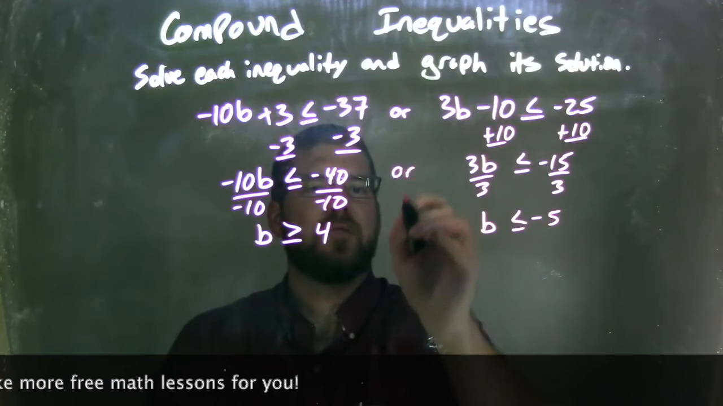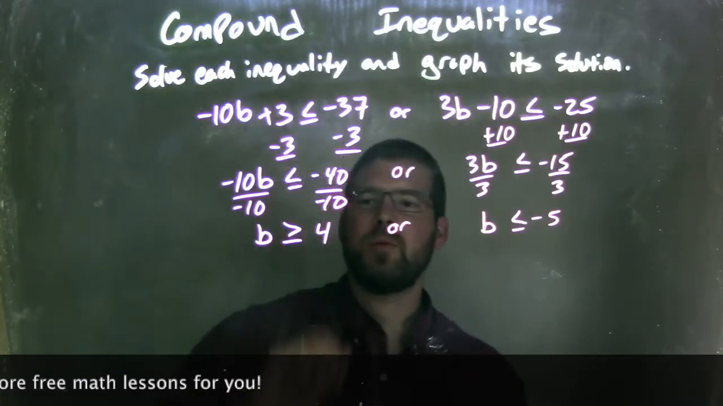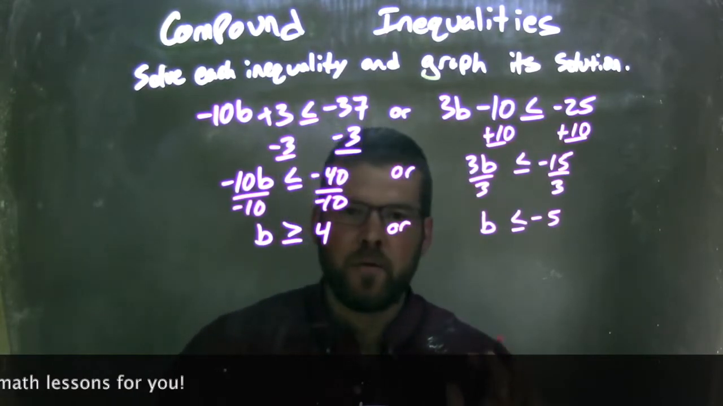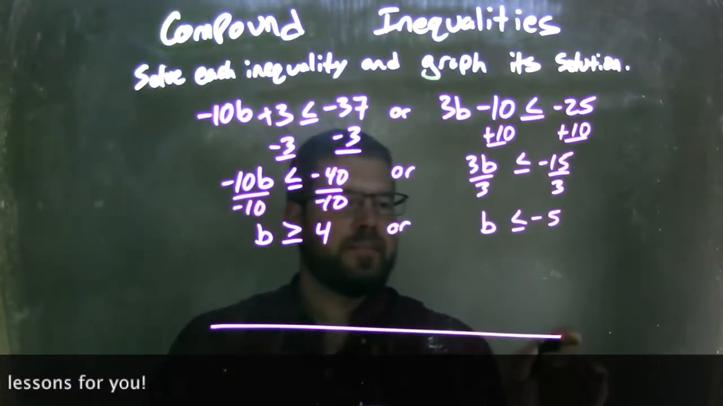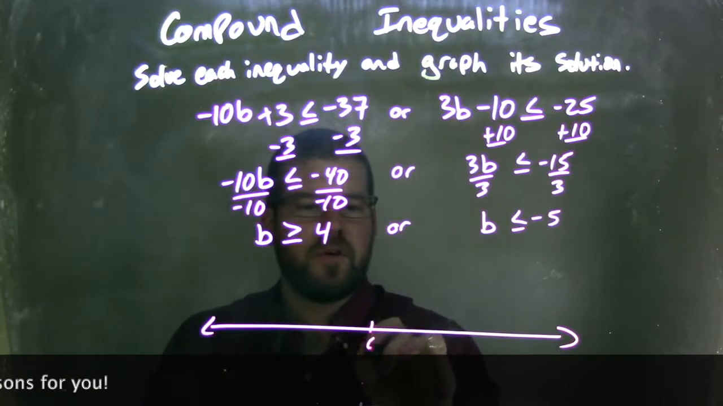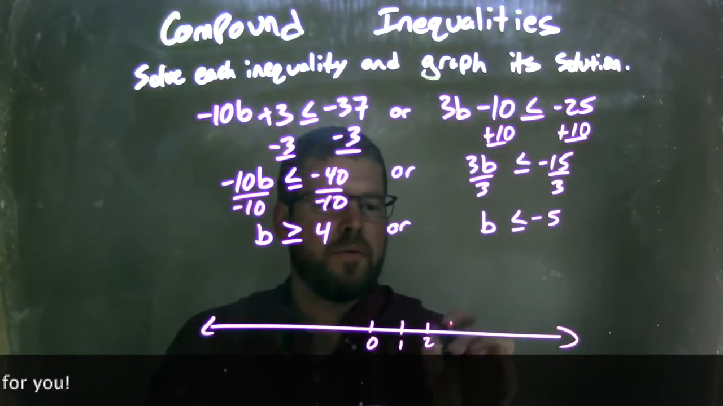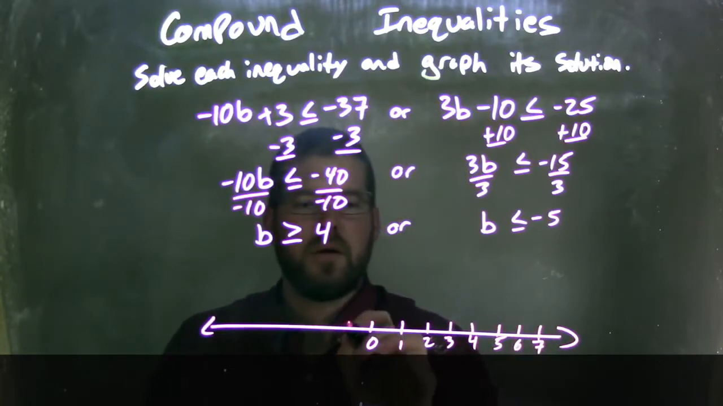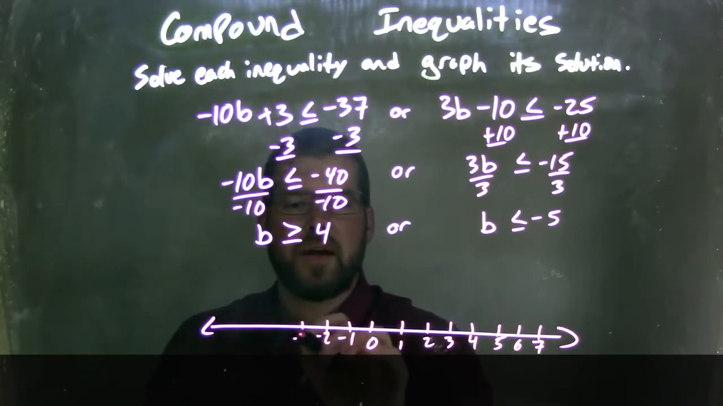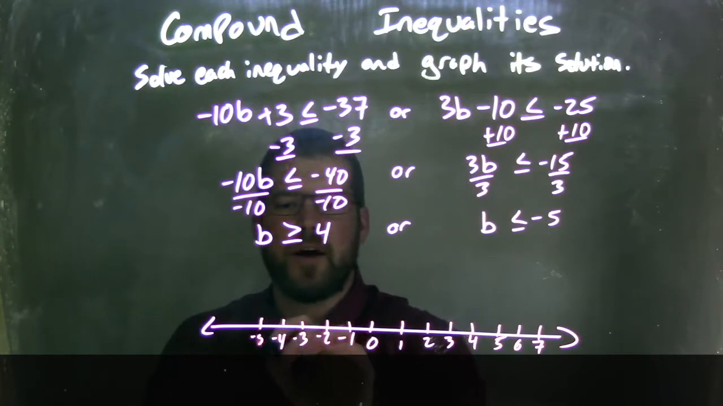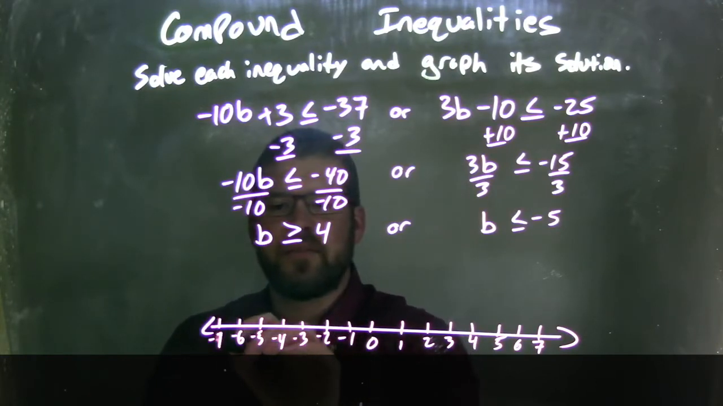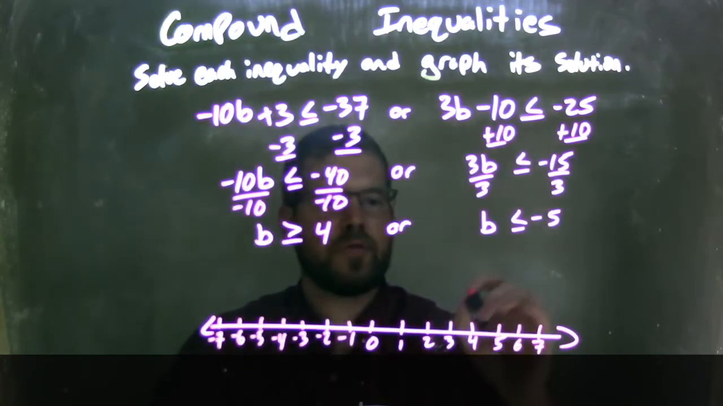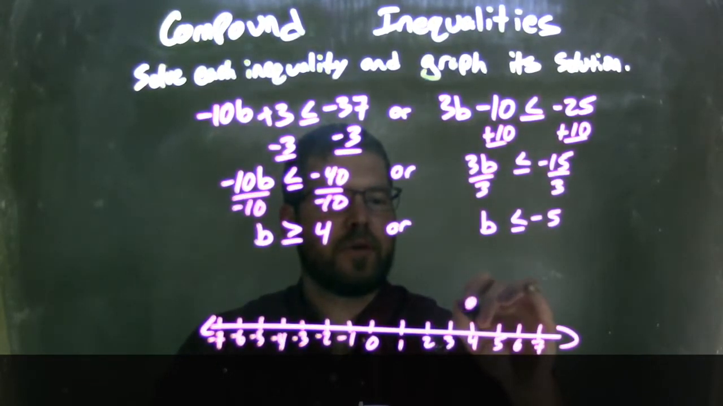So our option was "or." So now we have b can be greater than or equal to 4, or b can be less than or equal to -5. So now let's graph it. Okay? So let's put 0 in the middle. Let's go 1, 2, 3, 4, 5, 6, 7, and -1, -2, -3, -4, -5, -6, -7. Okay? Well, if b is greater than or equal to 4, I have a closed circle at 4, so I'm going to put my closed circle right there.